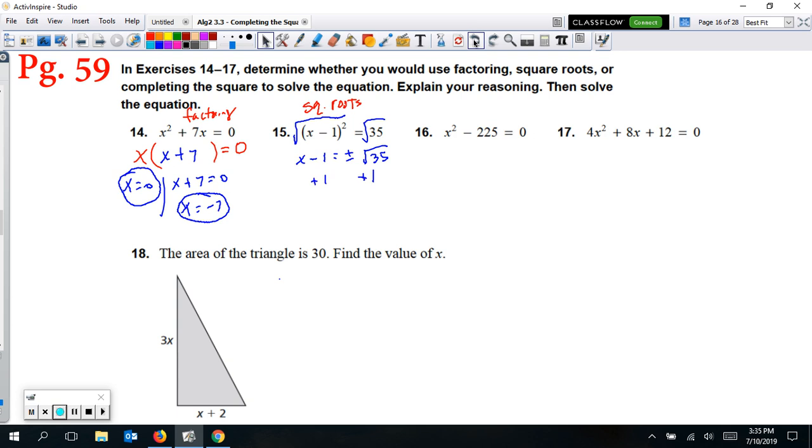So you just add 1. Now these 1's cancel. x is on this side, and 1 plus or minus the square root of 35 is on the other side. We can leave it in terms of a radical. If we need to get it to a decimal, sometimes we will, but we don't need to. We can leave it in radical terms.